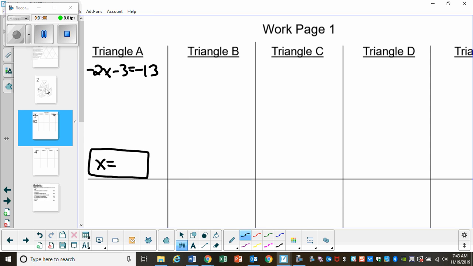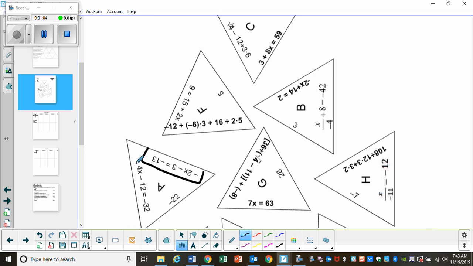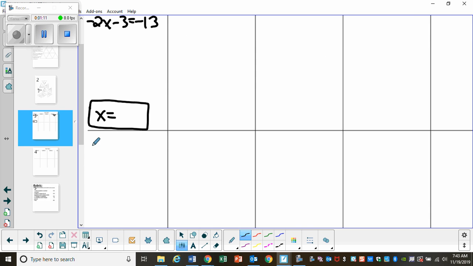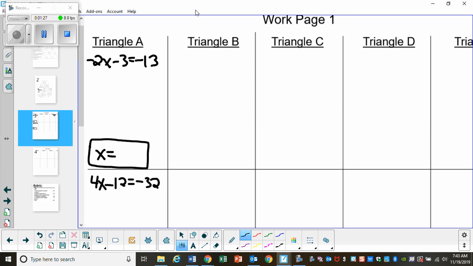And then you'd go back to piece A, and there's a second equation here. There's 4x minus 12 equals negative 32. So you're going to show the work for that, both steps. Remember, it's a 2-step equation, so there's 2 steps. And then you're going to box or circle your final answer for what x equals. Okay? So you're going to show the work for each triangle piece.